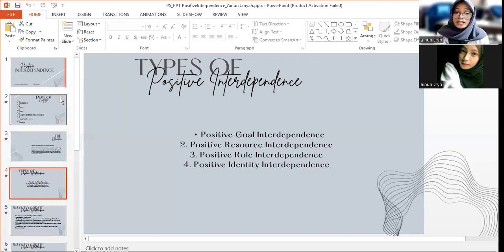And the third, positive role interdependence. Positive role interdependence imparts a sense of ownership for each group member by assigning an interconnected role for each individual that is vital in completing the learning project. And the last, positive identity interdependence, infuses unity and cohesion, inspiring camaraderie and loyalty by way of a shared identity expressed through a mutual logo and name.